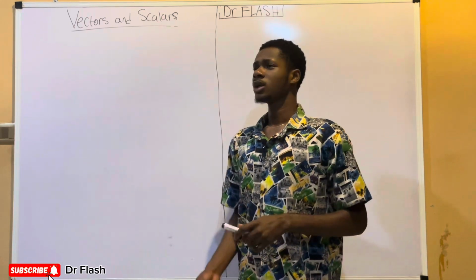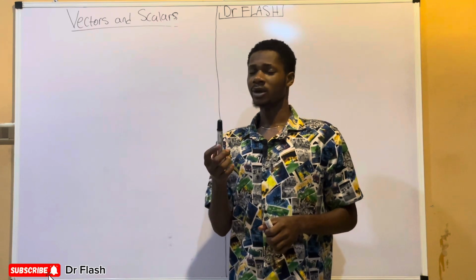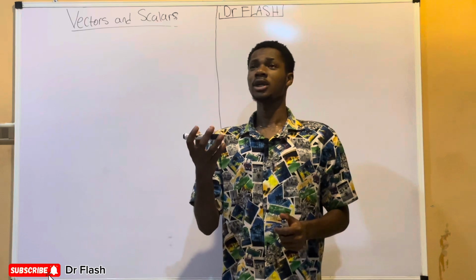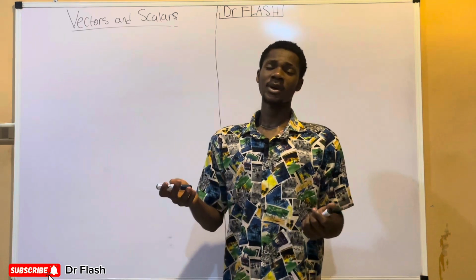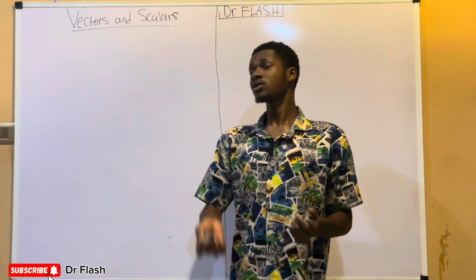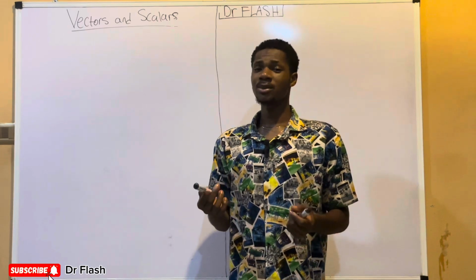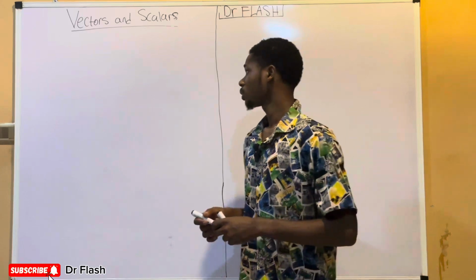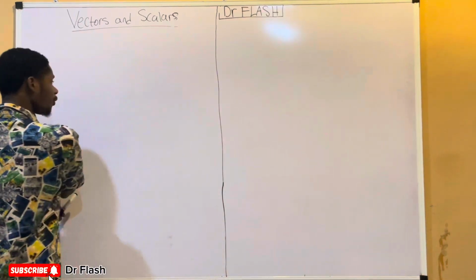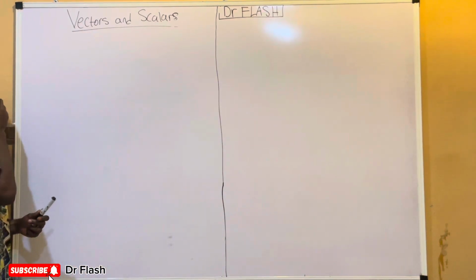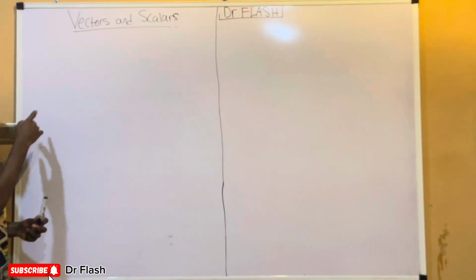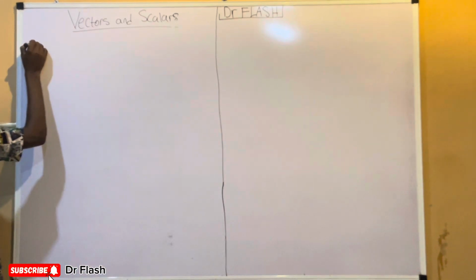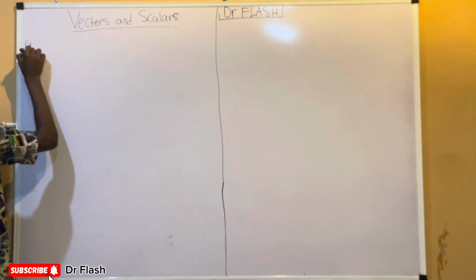But if I tell you the velocity of this marker, when I throw it vertically upward, is let's say 20 meters per second, since I've included the direction vertically upward, it is now a velocity simply because I've included direction. Now for vectors, there are a few things to take note of. First things first, I'm going to write some examples of vectors and scalars that are important to take note of.